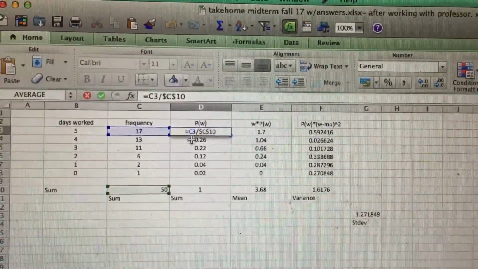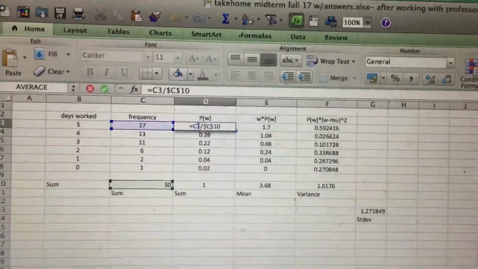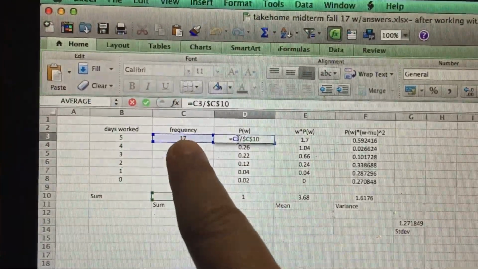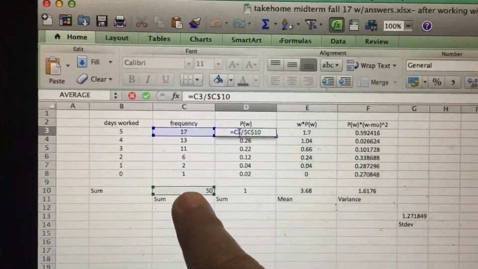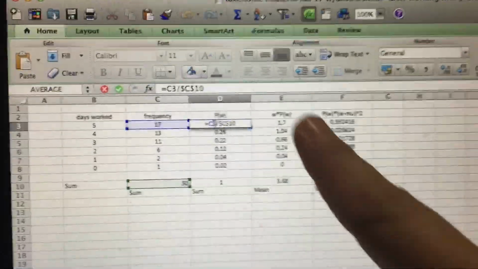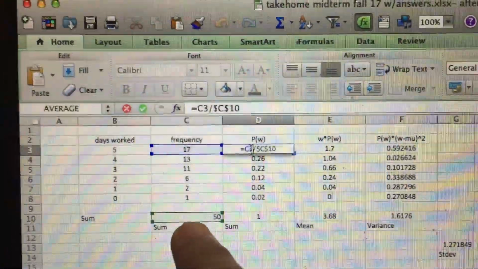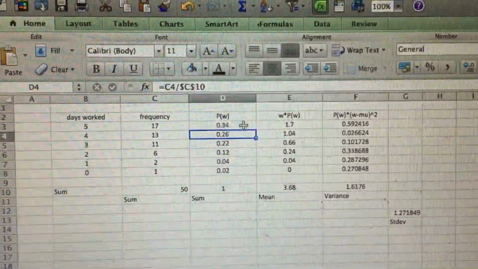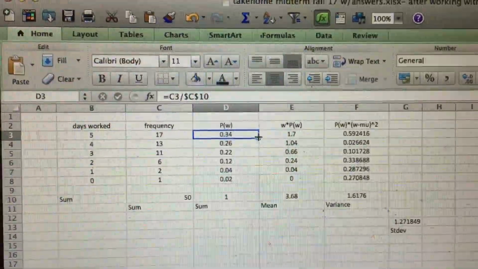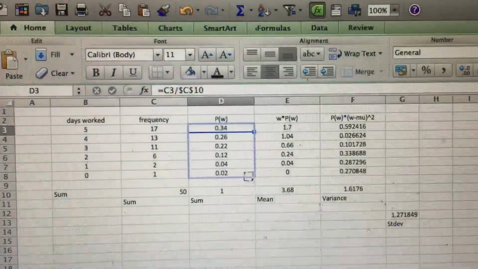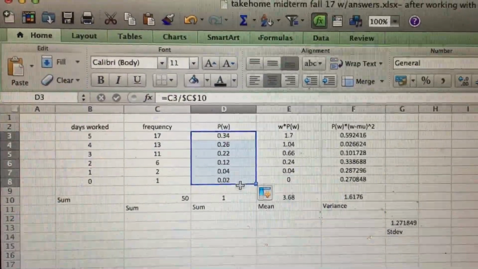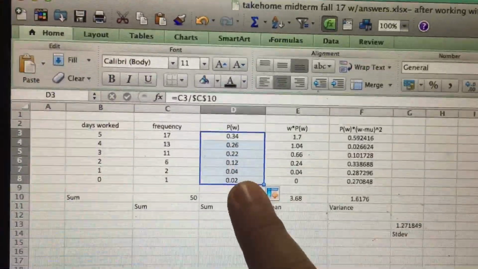After I do this, it would be C3 divided by this number here, C10, and I put the dollar signs on that for my sum. Then I'm able to just take that corner once it turns black, and I can drag it down. Now, I already did that, so that's why it's not changing my numbers.